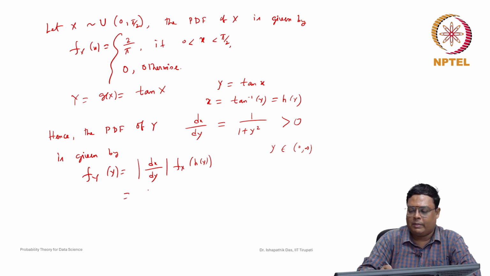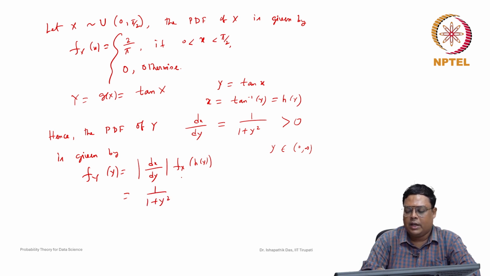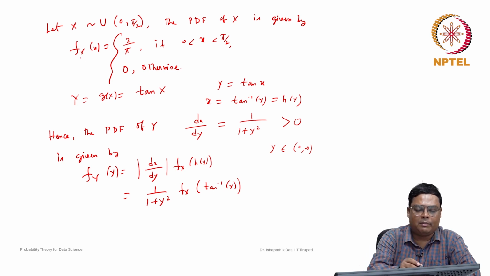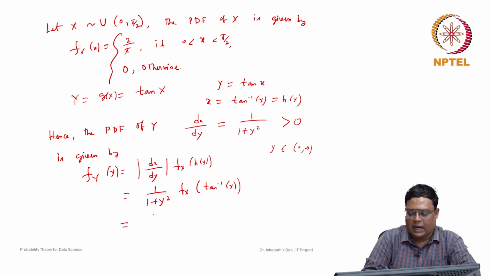So this is 1 by dx/dy, which is always positive, so this is 1 by 1 plus y square, times f_X of h(y). f_X of h(y) is f_X of tan inverse of y, since h(y) is tan inverse of y. Now, what is f_X? The f_X function is given here.